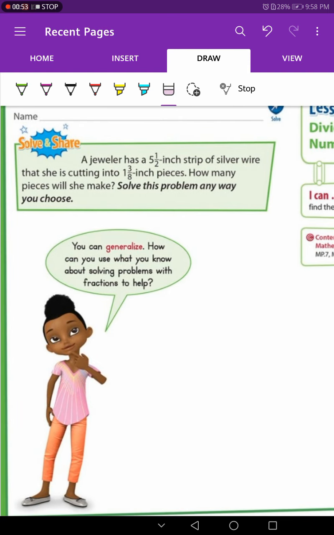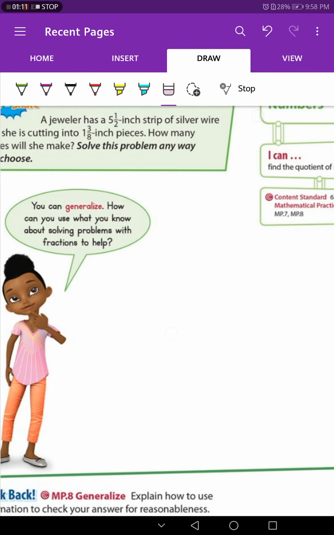And we have this example, solve and share. A jeweler has a 5.5-inch strip of silver wire that she is cutting into 1 and 3/8-inch pieces. How many pieces will she make? Okay, so we have to know how many 1 and 3/8 pieces are in 5.5 inches. So we are going to do the division, yes.